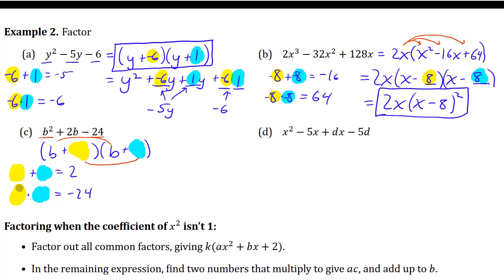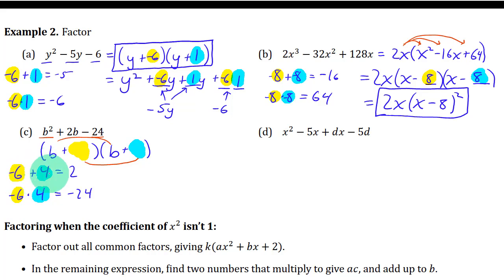Let's see. How about negative 24 times 1? That doesn't quite work. If you try to add them up, negative 24 plus 1, that adds up to negative 23. You could try negative 8 times 3. That multiplies to make negative 24, but those add up to 5. Okay, let's try one more. How about negative 6 and 4? Oh, that works.